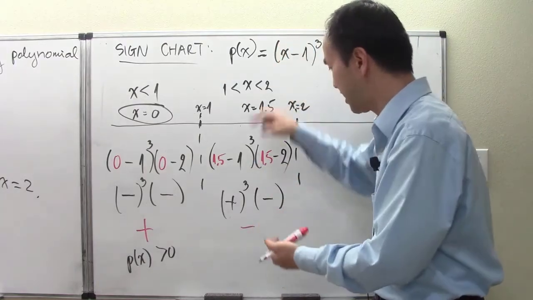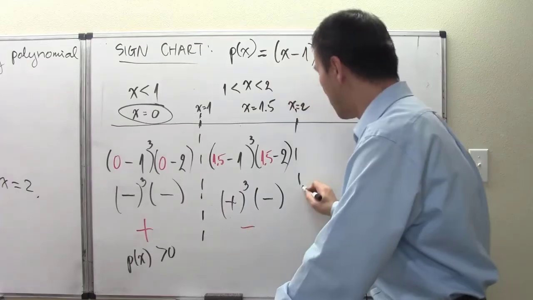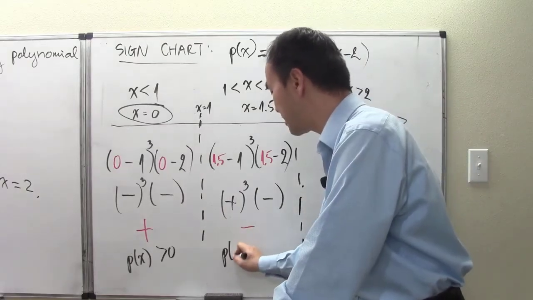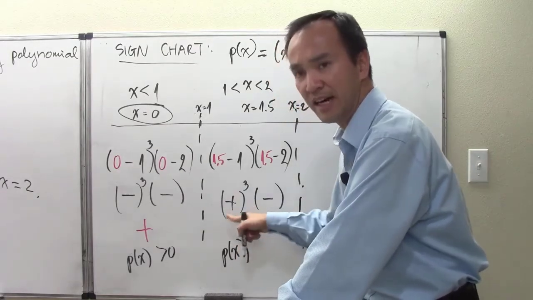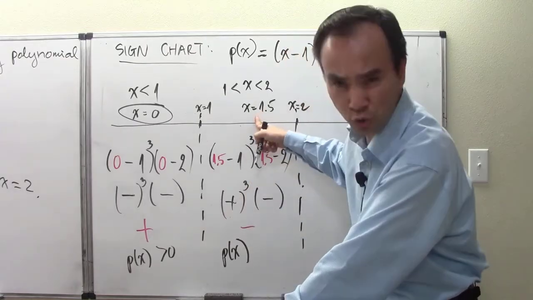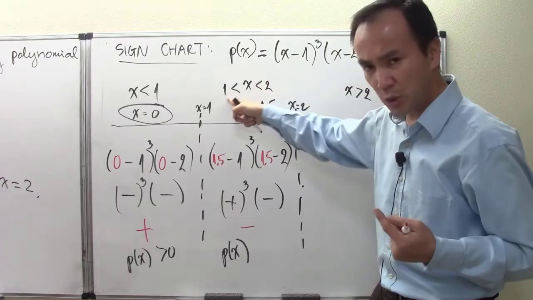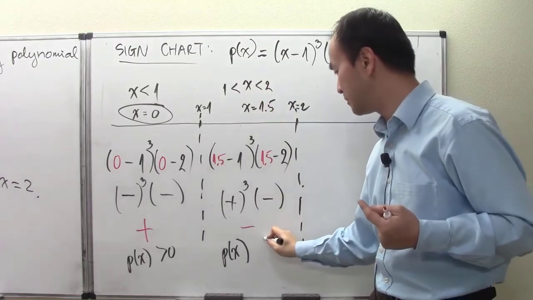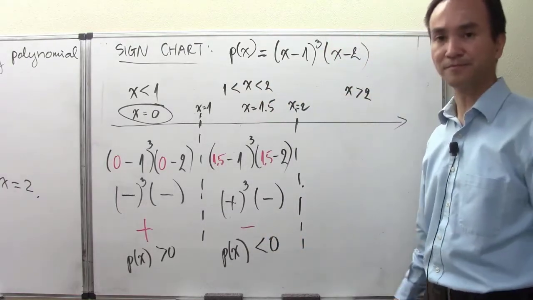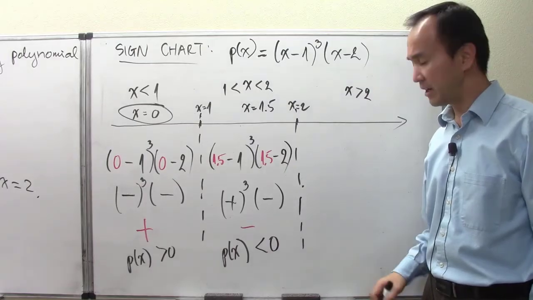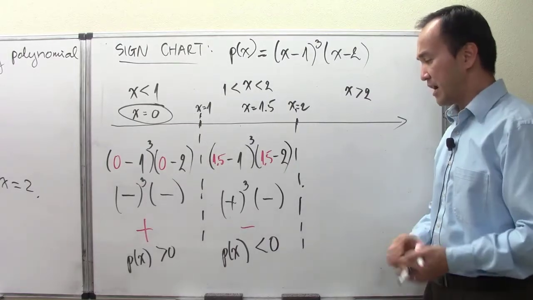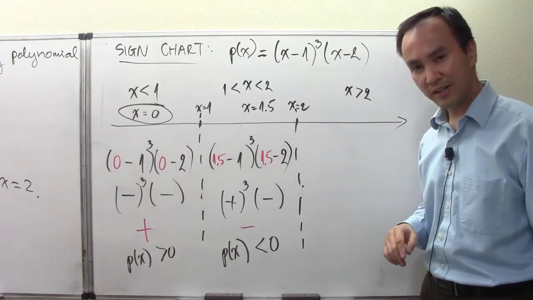So in this interval, our polynomial p of x must be negative. It doesn't matter which value I pick; here I chose 1.5. For any other value, as long as it's between 1 and 2, the polynomial will be negative in that interval. All right, so now let's move on to the last interval.